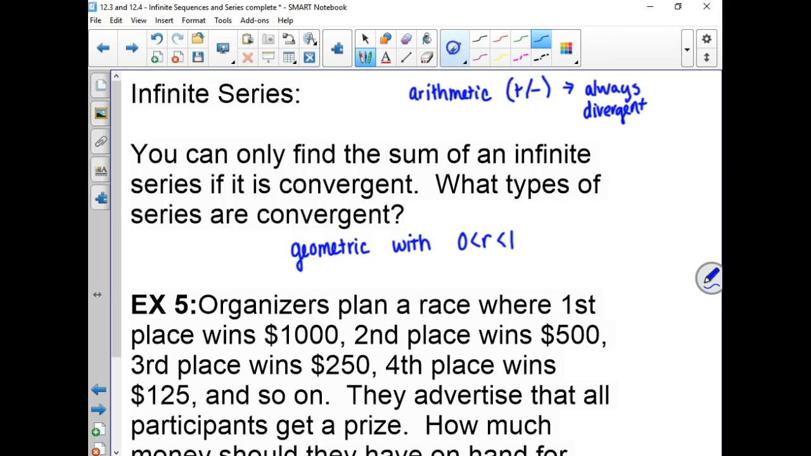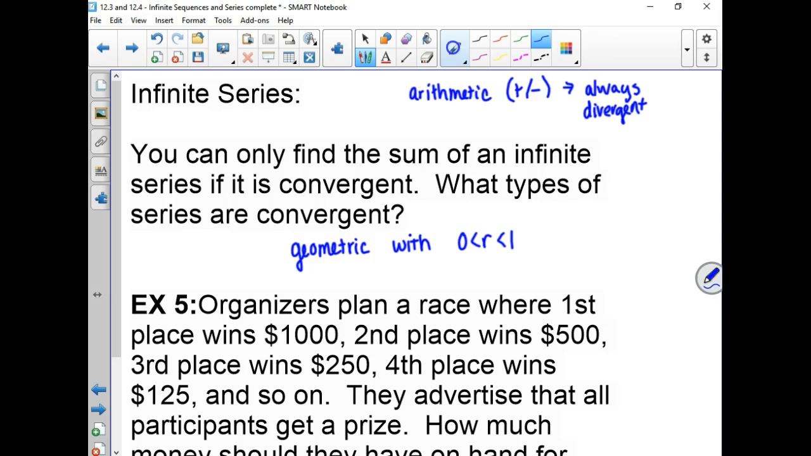Like if you multiply something by 1/2, let's say we start with 4,000, half of that would be 2,000, half of that would be 1,000, half of that would be 500, half of that would be 250. That number gets smaller and smaller. It's going to get closer and closer to 0, right? So the only type of series that we're going to look at that can be convergent is the geometric series where we're multiplying by a fraction, or it looks like you're dividing there, right?